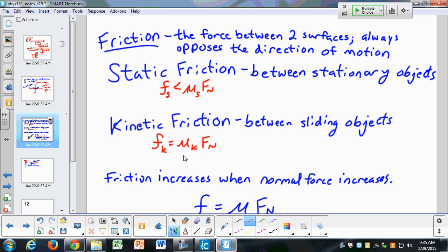One interesting thing about static versus kinetic friction that you can try when you leave here to demonstrate to your friends is that static friction most of the time exceeds kinetic friction. The frictional force that's a static frictional force is almost always bigger than a kinetic frictional force between given two surfaces.